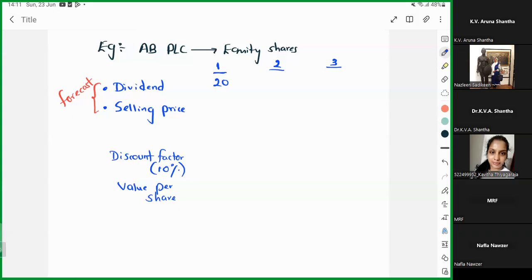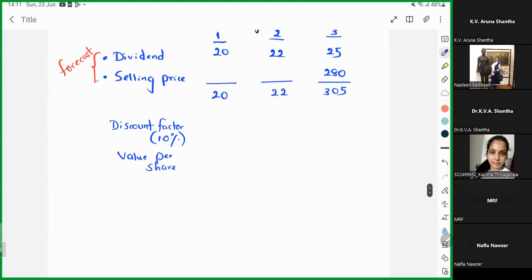Now let's say you forecast that next year the company would pay 20 in dividend. In the following year, the company would pay 22. After that, the company would pay 25. So this is your forecast dividend. Let's say your forecast is that at the end of the third year, you can sell this company's shares at a price of 280. Now we have the future cash flows. Then how do you get the value? You take the total of future cash flows. You see, the third year is 305. Then how do you get the value? These future cash flows are discounted.